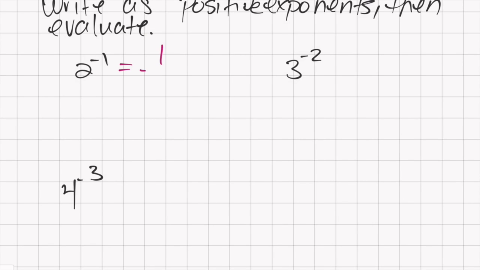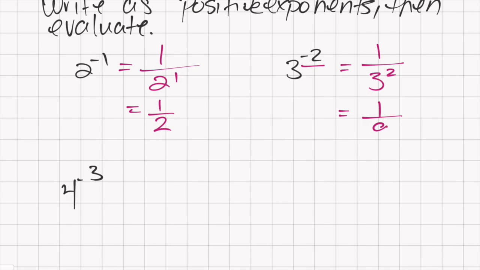For this first one, I have 2 to the exponent negative 1. That becomes 1 over 2 to the exponent 1, which would equal 1/2. All right, this next question, I have 3 to the exponent negative 2. So I can rewrite that as 1 over 3 to the exponent 2, and then evaluate the bottom portion, where I have 3 to the exponent 2, which would be 9. Okay, the question here states 4 to the exponent negative 3. So we can rewrite that as 1 over 4 to the exponent 3, which is equal to 1 over 64.